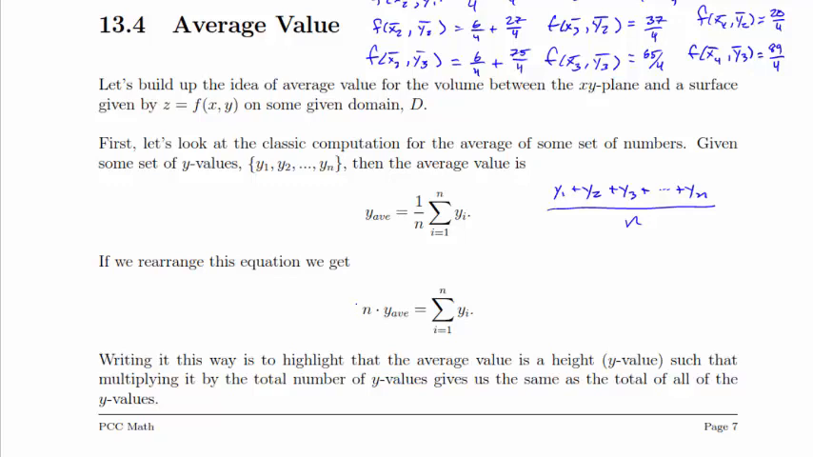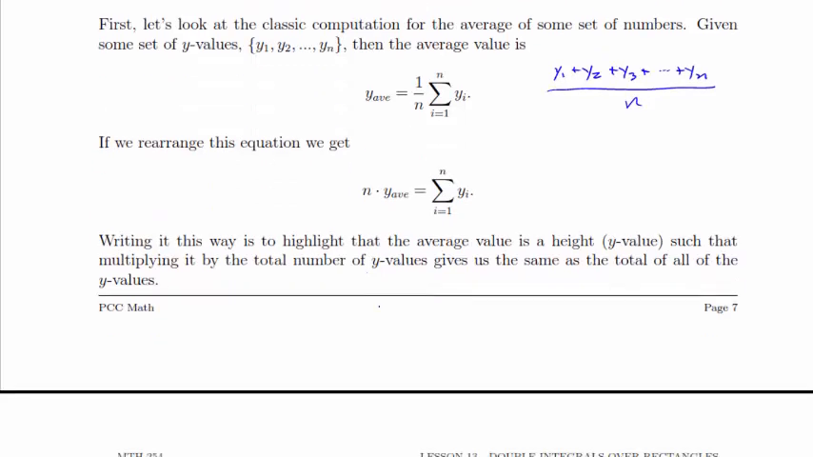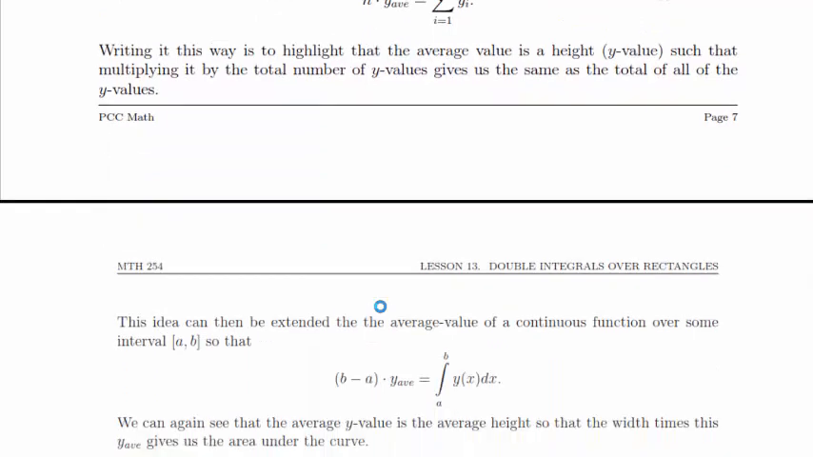So writing it in this way is to highlight that the average value is a height y value such that multiplying it by the total number of y values gives us the same as the total of all the y values, right? If I add up all the y values, then I will get that same total by taking the average value and multiplying it by the number of values. Because we want to extend the average value definition in this manner.